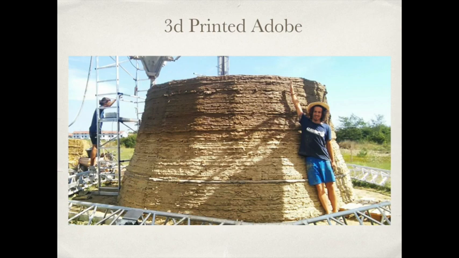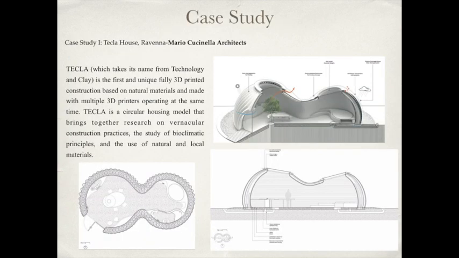Case studies were carried out to study 3D printing using mud in order to understand the constructability of the buildings using mud, space utilization, building performance, and effectiveness in construction. The first case study is the Tecla House in Ravenna, designed and built by Mario Cucinella Architects. Tecla, which takes its name from technology and clay, is the first and unique fully 3D printed construction based on natural materials and made with multiple 3D printers operating at the same time.